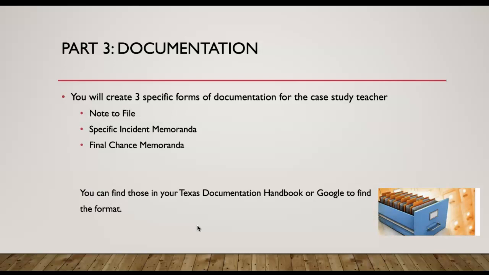If you want to explore perhaps social media or something outside of academics for your specific incident memorandum, that would be fine. The other 2 need to be within the realm of the case study information. Again, you're going to create 3 specific forms. So the IA is looking for a note to file, a specific incident memorandum, and a final chance memorandum. Remember, you can find those in your Texas Documentation Handbook. If you didn't purchase that, then it's up to you to search Google or wherever to find those forms. You're going to fill it out like you're putting it in the teacher's file, so be sure to fill in that information as well.